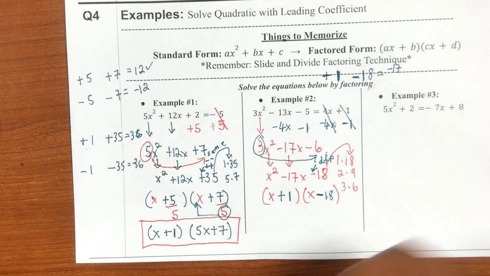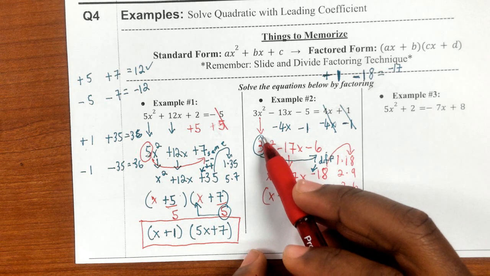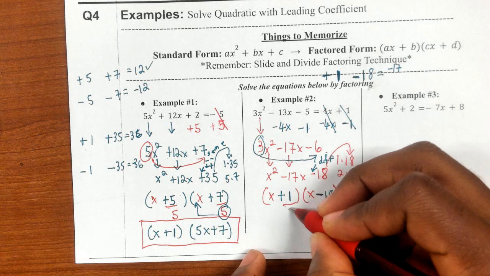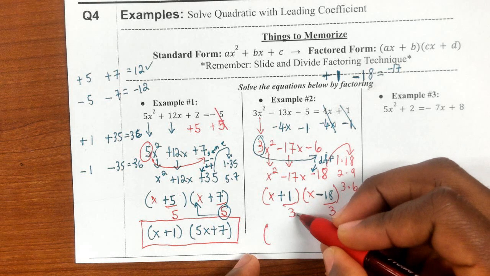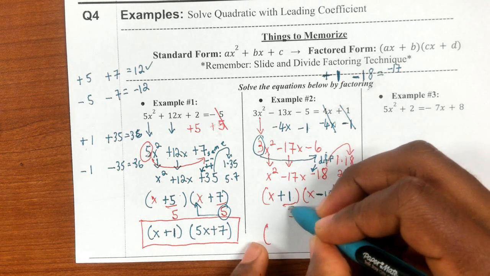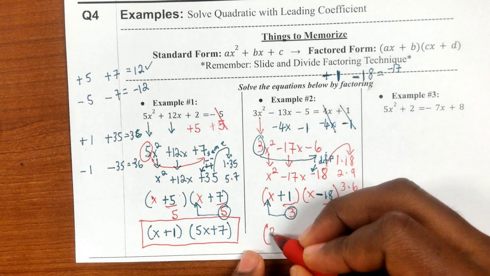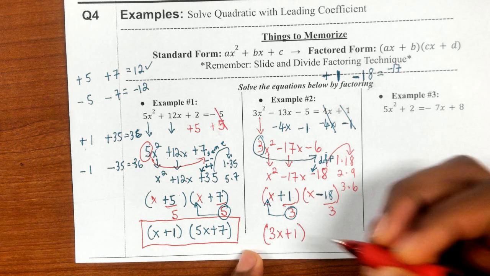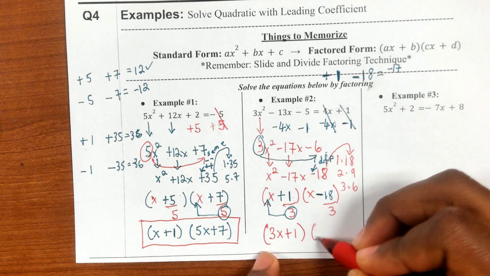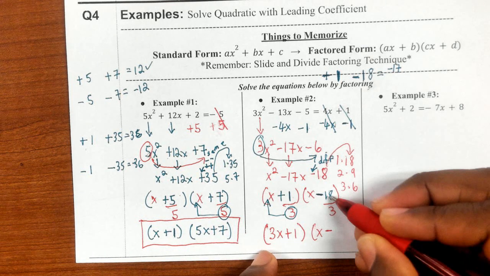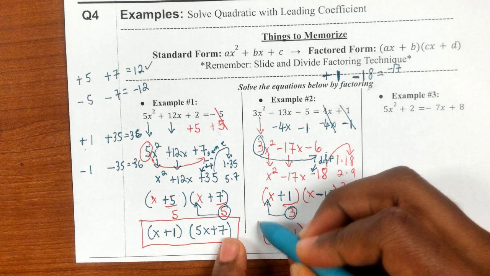Now we're going to divide by the same thing we circled, the same thing we slid by, my leading coefficient of 3. So I'm going to divide this by 3, divide this by 3. Can you divide 1 by 3? No. So I'm going to take the 3 and put it in front of the x. So this will now become 3x plus 1. Here, can you divide negative 18 by 3? Yes. Negative 18 divided by 3, a negative divided by a positive, is a negative 6. And that is the result.